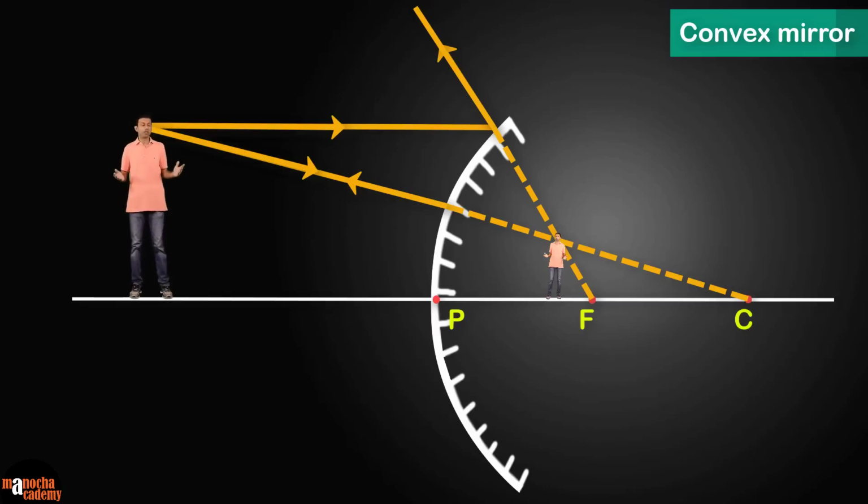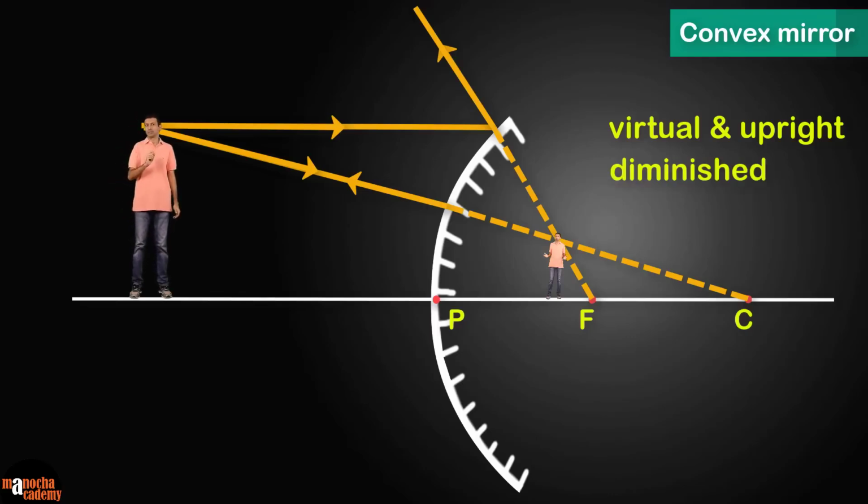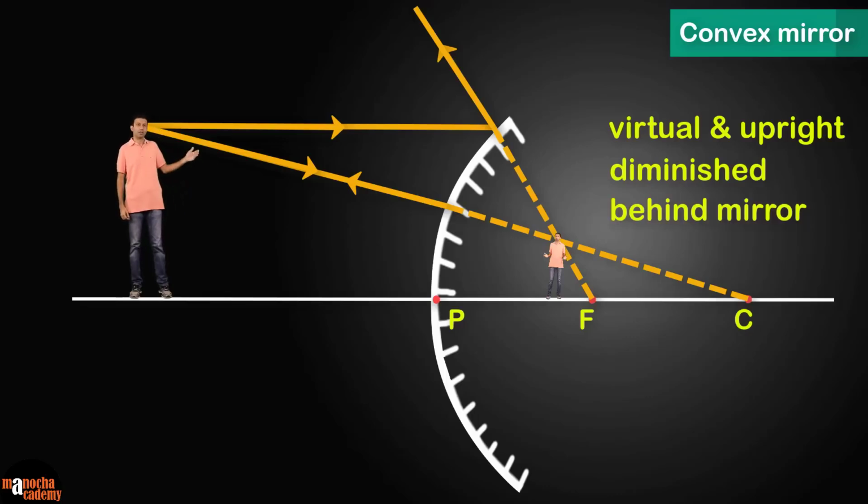What are the properties of the image formed here? The image is virtual and upright. It's virtual because it's formed by the reflected rays extended backwards. The image is diminished, and as you can see, it's formed behind the mirror.